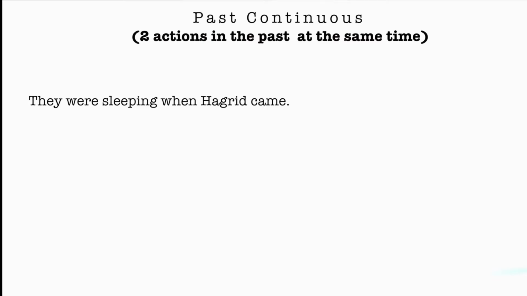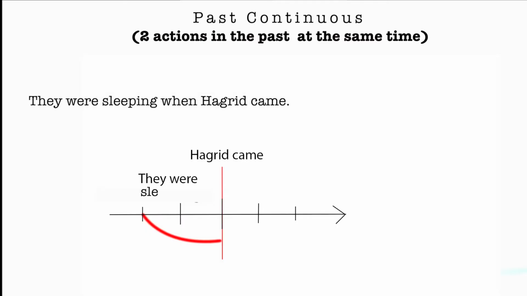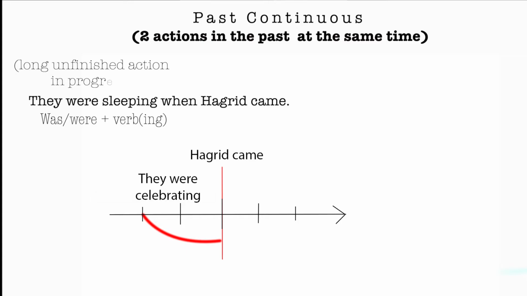Let's have a look at the timeline. There were two actions at the same time that happened in the past. You can imagine them, sleeping and relaxing. It was a long and unfinished action in progress. In this case, we use was if it's singular, I, he, she, it, and were if it's plural, plus a verb with an ing form.